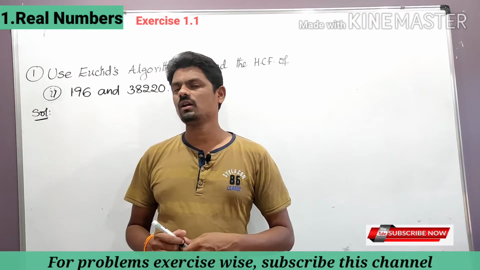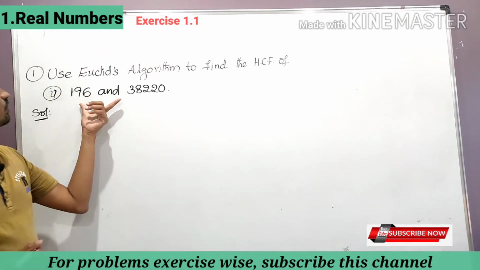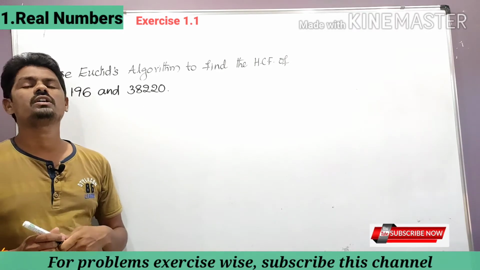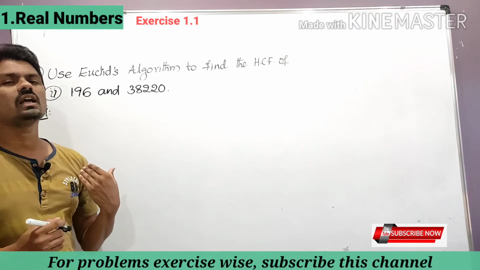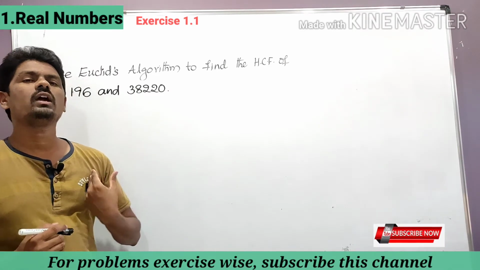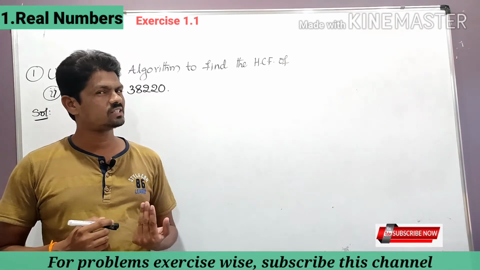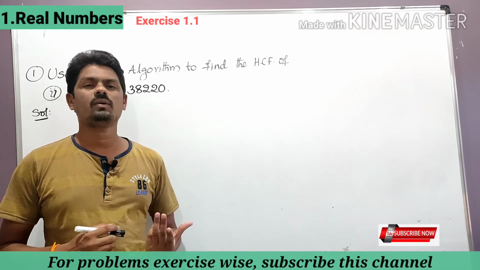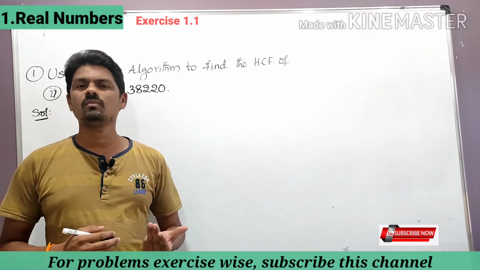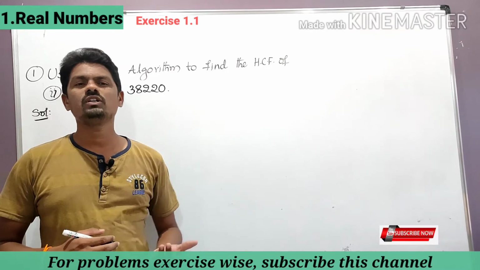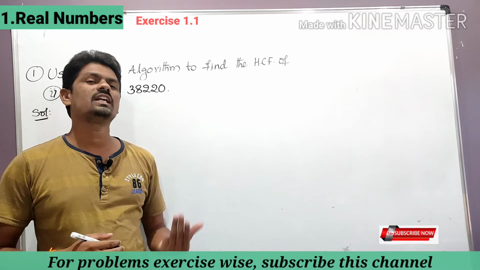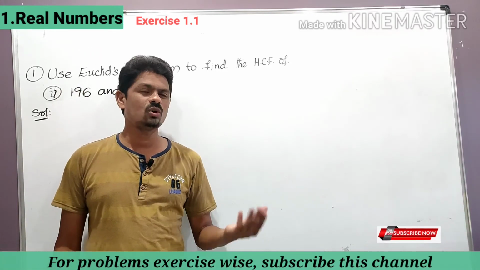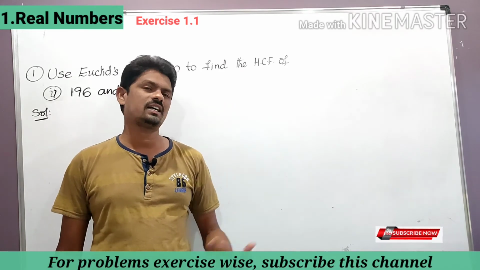So see here, what he has given, he is asking us to find the HCF of 196 and 38,220 using Euclid's algorithm. Already we have learnt about Euclid's division lemma or Euclid's division algorithm. An algorithm is the sequence of steps involved to solve the problem. What is Euclid's division lemma? For any 2 positive integers a, b, there exist 2 unique integers q and r such that a is equal to b into q plus r. Here the condition is 0 is less than or equal to r is less than b, student.